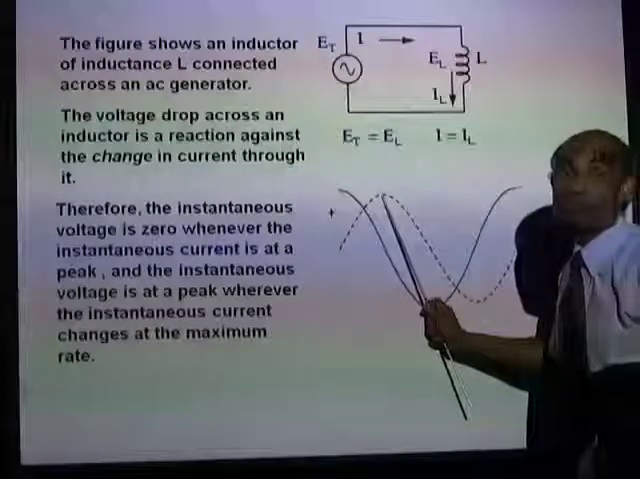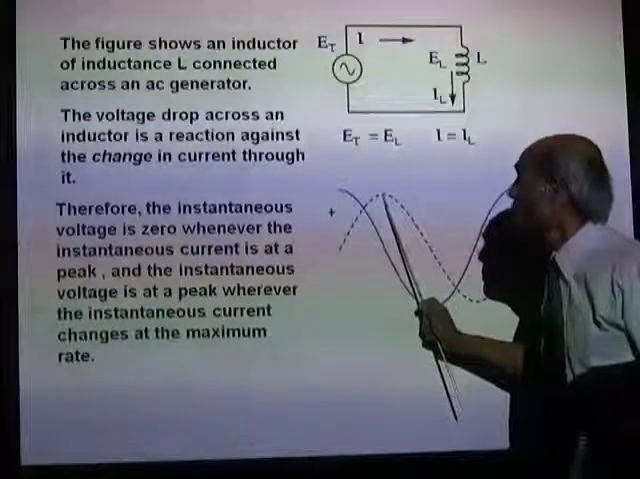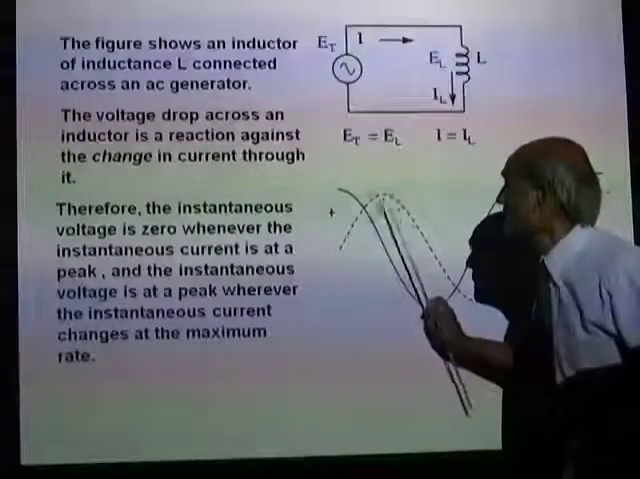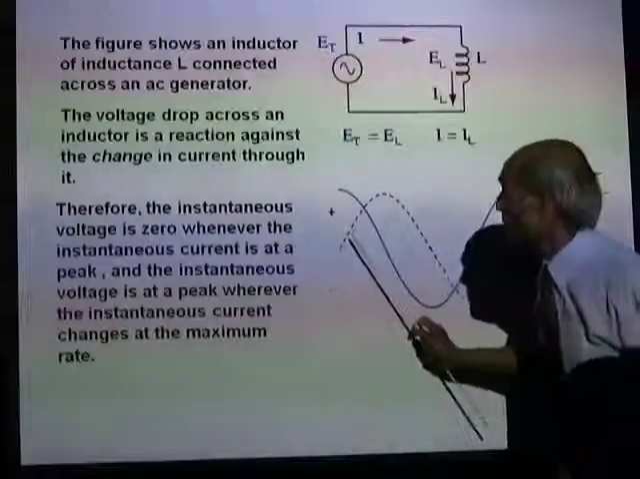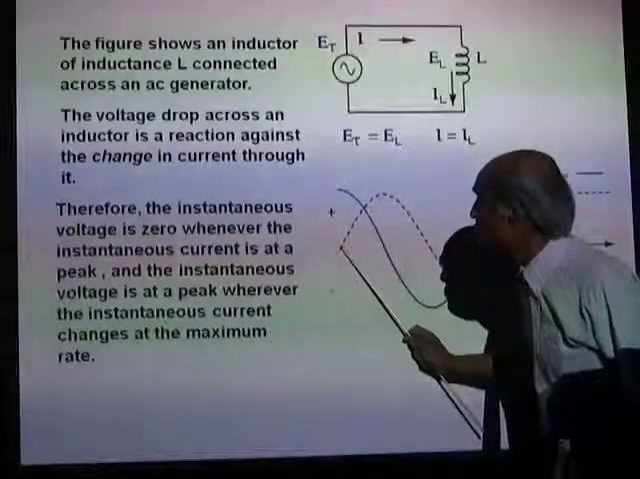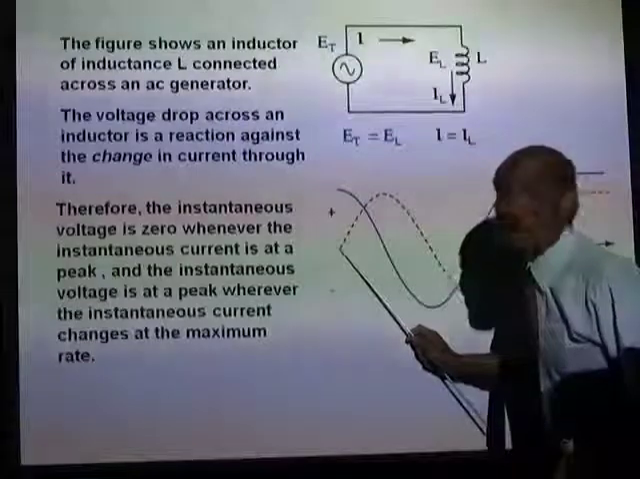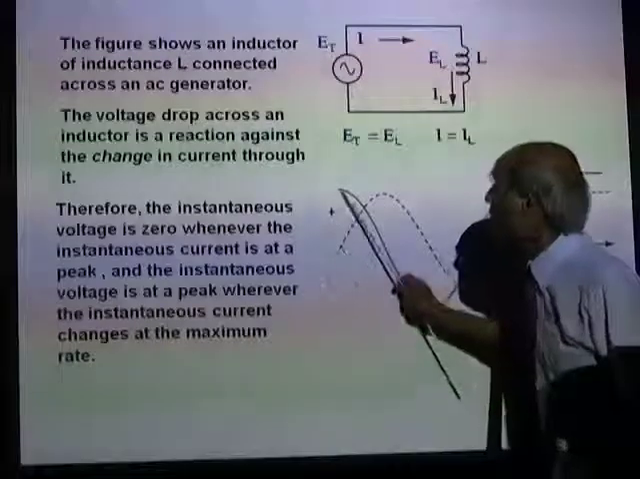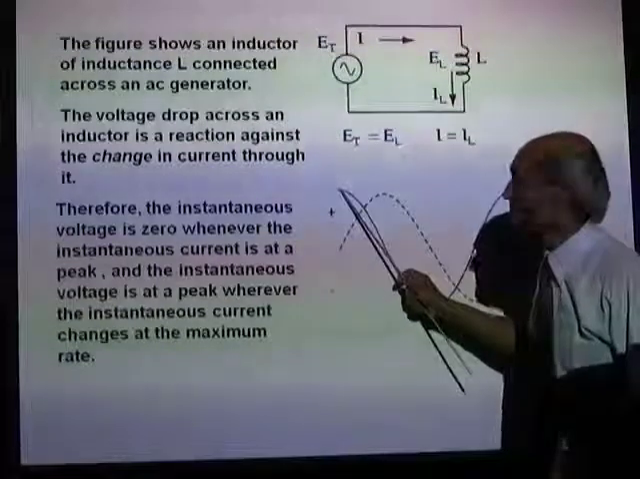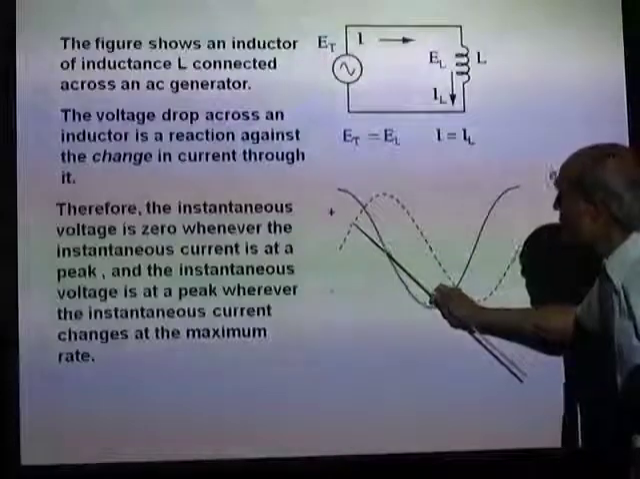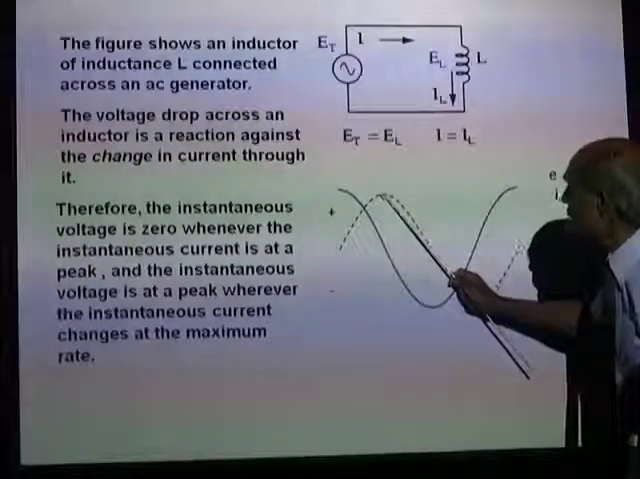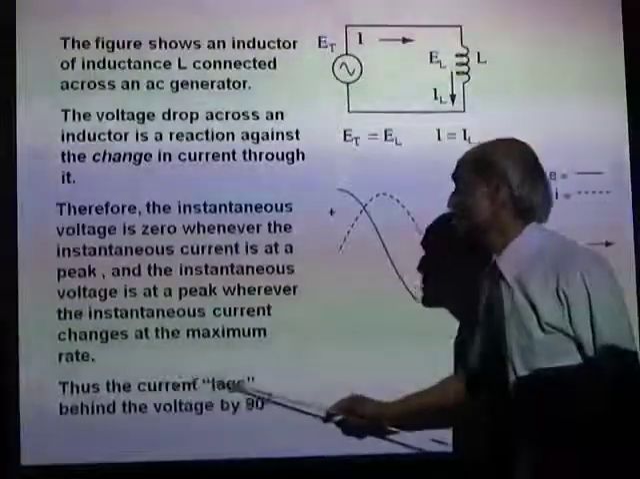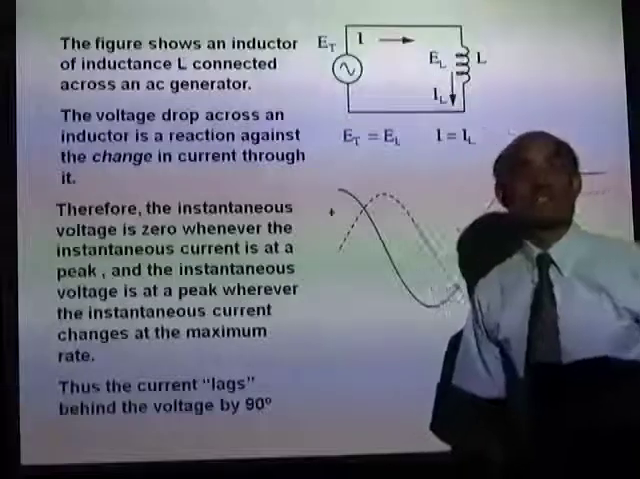Here, the rate of change of current is zero. Momentarily, the current is stationary there. It's not changing. Now, when is the voltage maximum? The induced voltage is maximum when the current is changing at the maximum rate. When the rate of change of current is maximum, the induced voltage is maximum. And when the current is maximum, the induced voltage is zero. Thus, the current lags behind the voltage by 90 degrees.